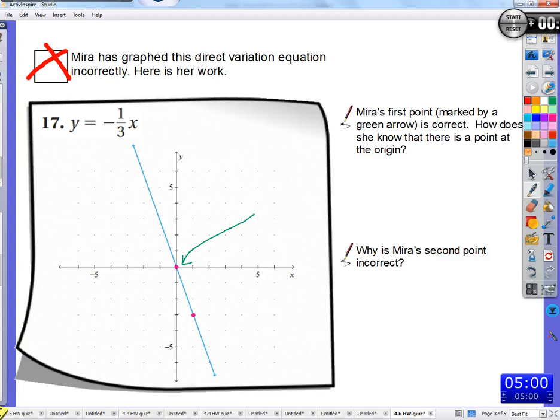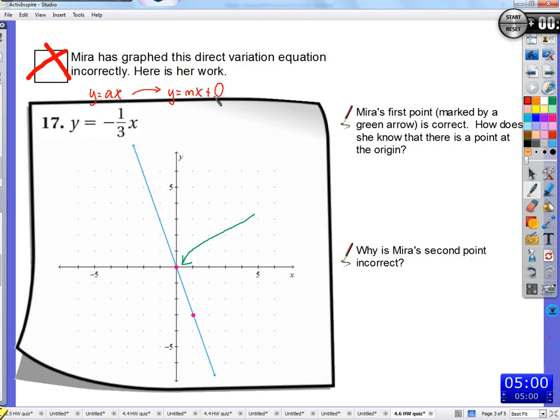How does she know this is a point of view, right? Because there's no y-intercept, so the y-intercept is always zero. Good. So we can view these direct variation equations, since they always look like this: y equals a times x, a number times x. Well, we could look at that as y equals mx plus b, where b is always zero.